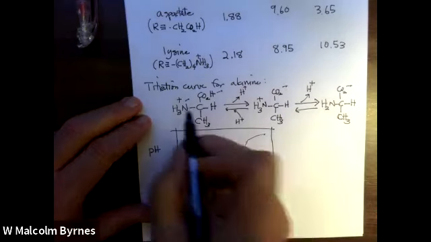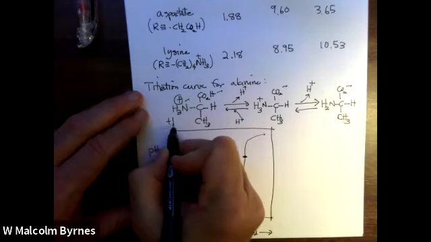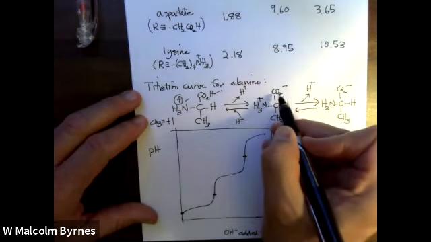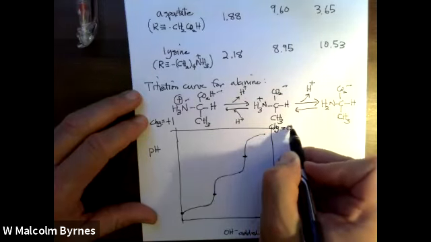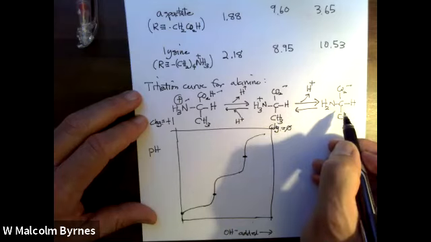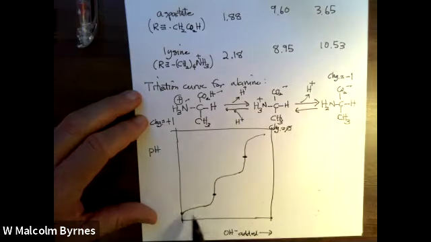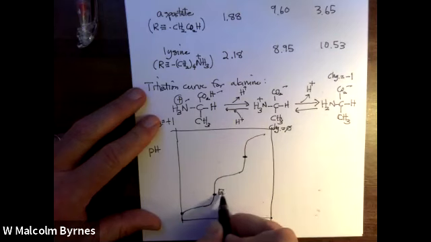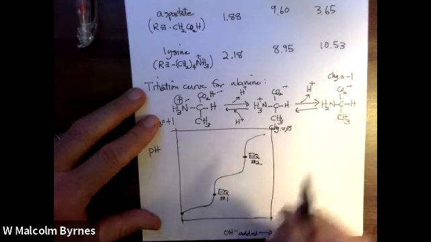What are the charges? The charge on this first species right here is just +1. The charge on the middle species, where these two charges balance, is just 0. And then the charge on the third species is -1. So the charge changes as you titrate. This is the first equivalence point, equivalence point number 1. We've titrated the carboxyl group. Here's equivalence point number 2. We've completely titrated the amino group.